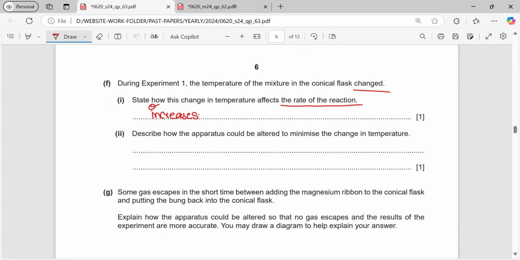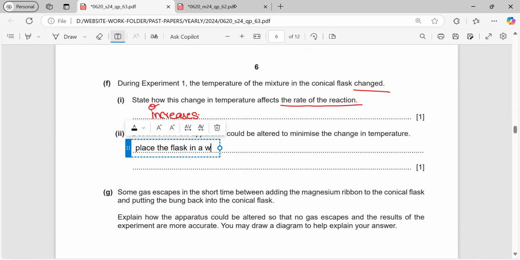Describe how the apparatus could be altered to minimize the change in temperature. Now, how can this apparatus be changed to minimize the change in temperature? So, we can place the flask in a water bath. If we place the flask in the water bath, we can minimize the temperature change.